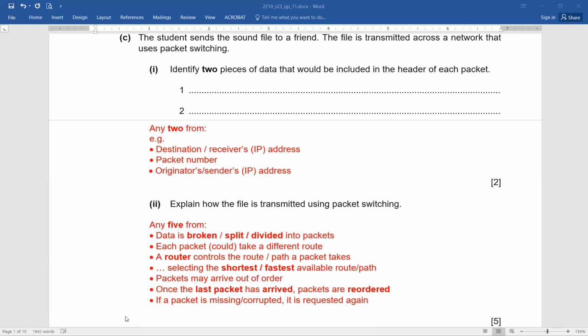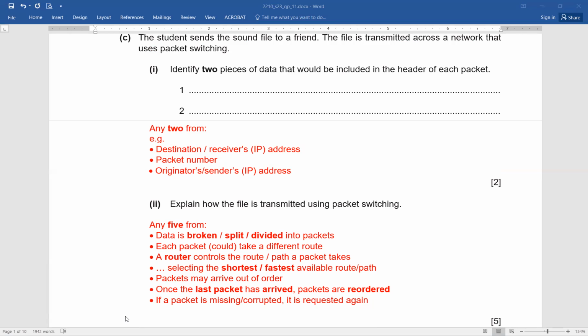And definitely it may happen that the packets reach the receiver in a different order than the one in which they were sent. So on the receiver's end, the packets will be reassembled and reordered. And in case any packet has some fault, maybe it is missing or some data has been corrupted, then definitely that particular packet alone is requested again from the sender.